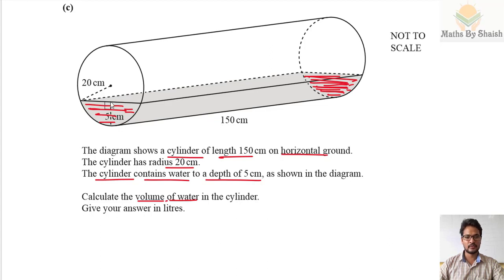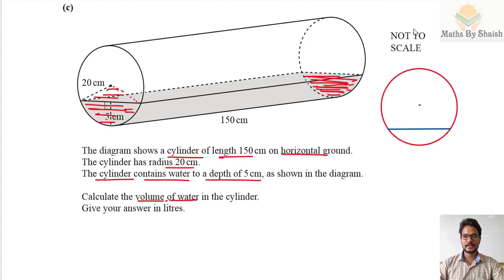So what we need to find is the area of the cross section, and we can see the area of cross section is the area of the segment. For that, we are going to find the area of the segment, and we know how to do it. First of all, we'll find the area of the sector, and then we'll subtract the area of the triangle, and then we'll get the area of the segment. So I will draw the circle here just to make it clear.